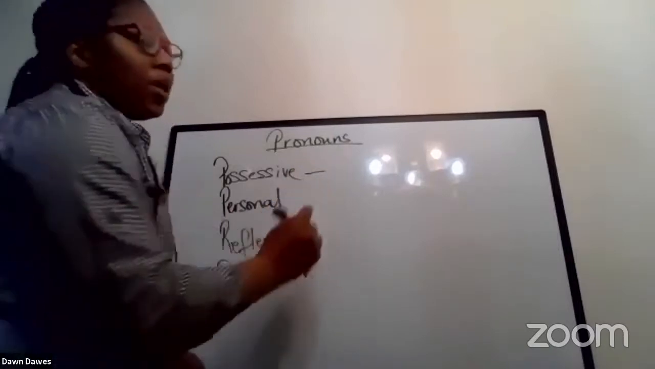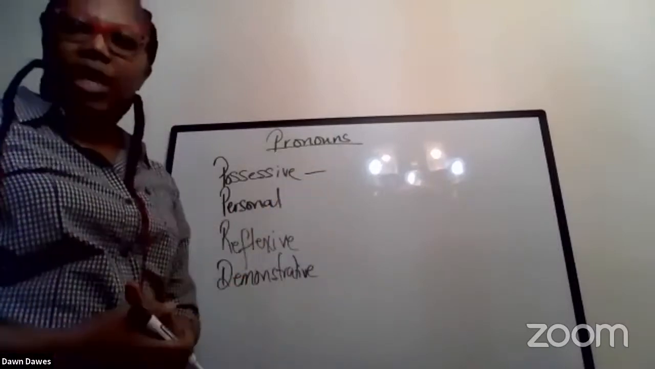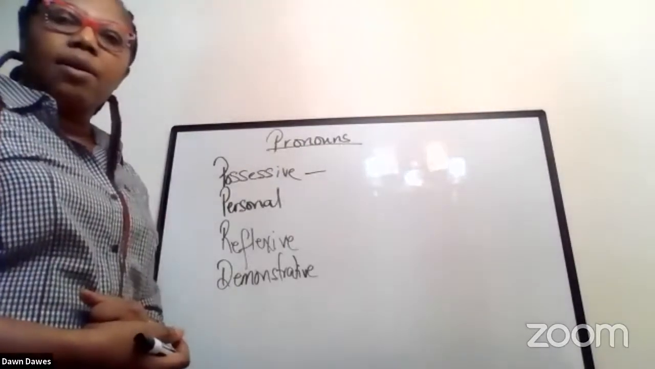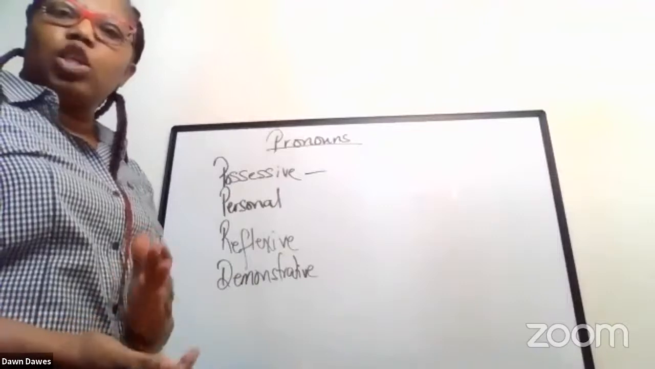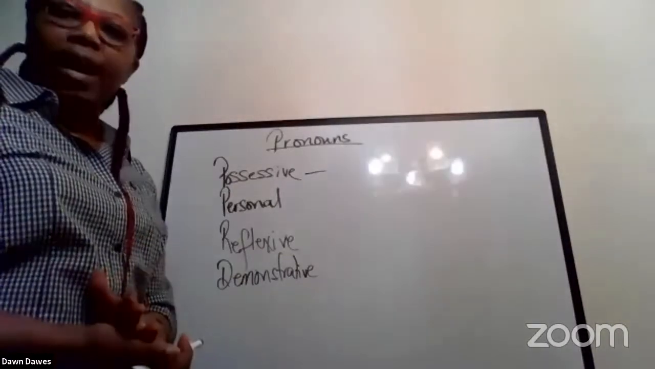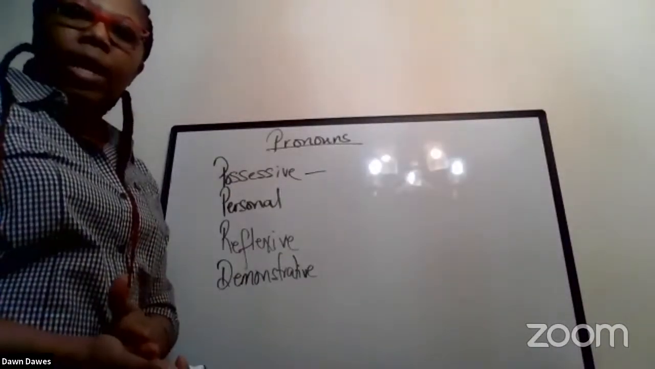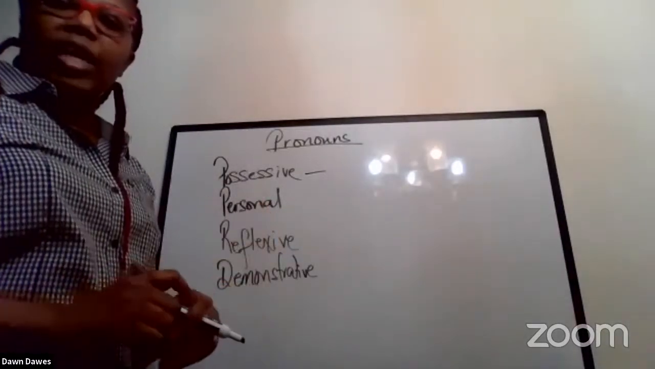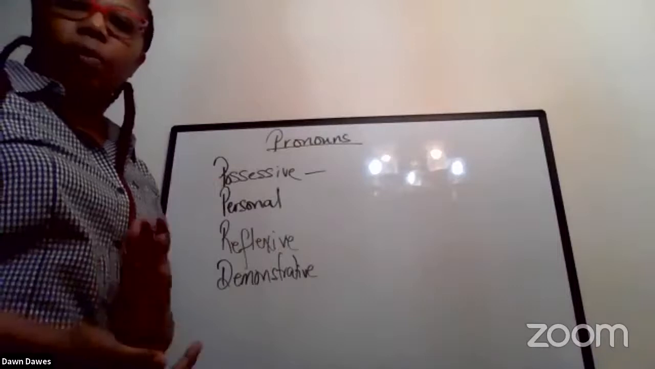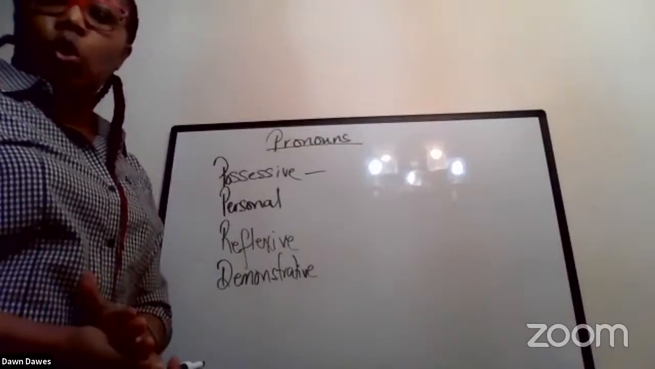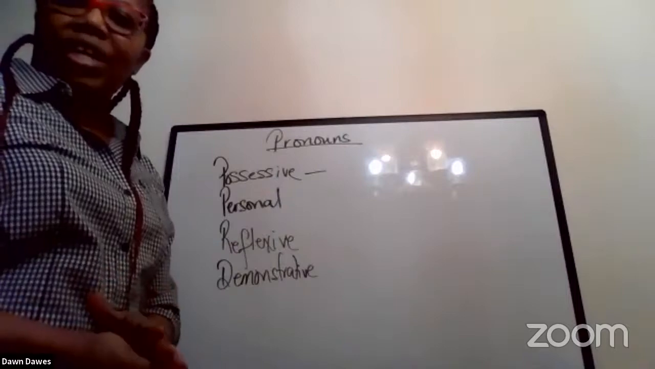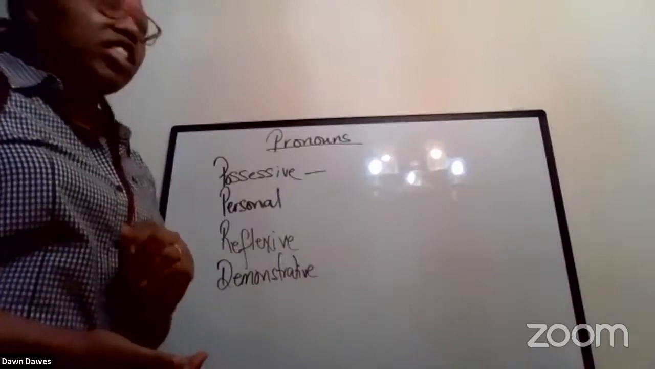So possessive nouns, as we said in the last class, are nouns that show ownership. For example, if this belongs to Dawn, then we would say Dawn apostrophe S. So the apostrophe S shows ownership. However, when we're dealing with pronouns, it is much different.